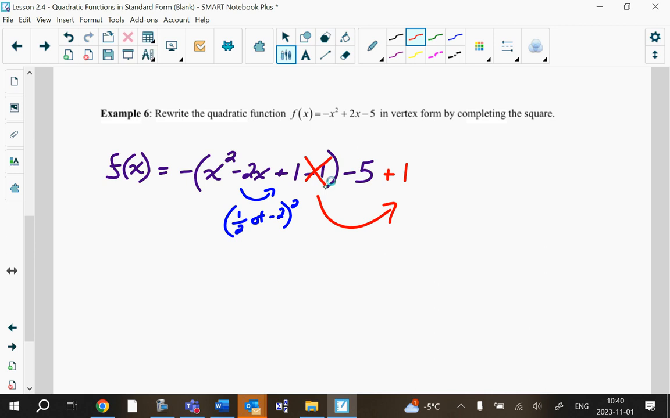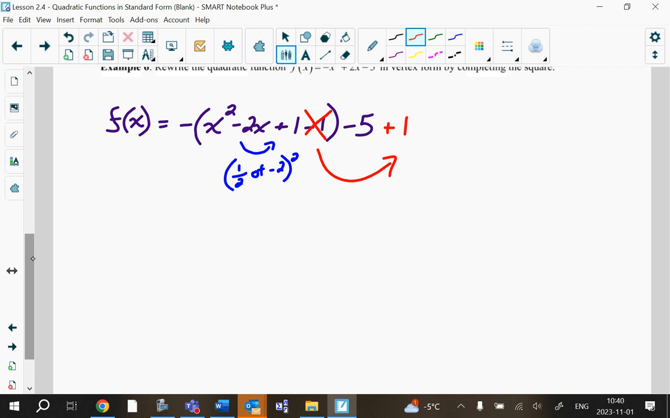Okay, just relax, ladies. We're all good here. This is the first type of this example we're doing. We had to do a little bit of extra work if there was something in front of the x squared. Don't worry, you'll practice with it, you'll get it.